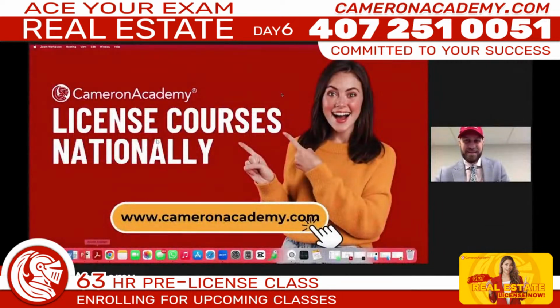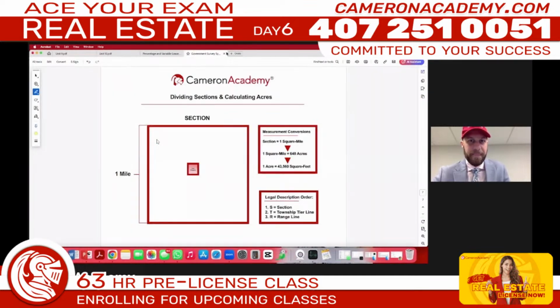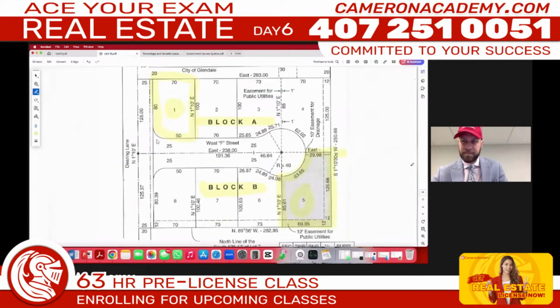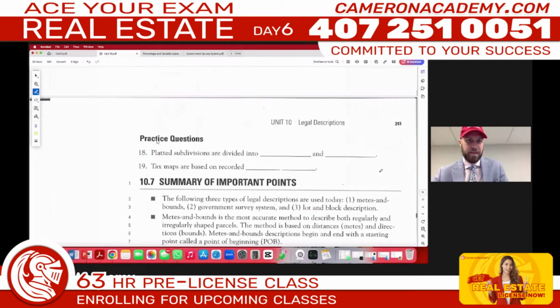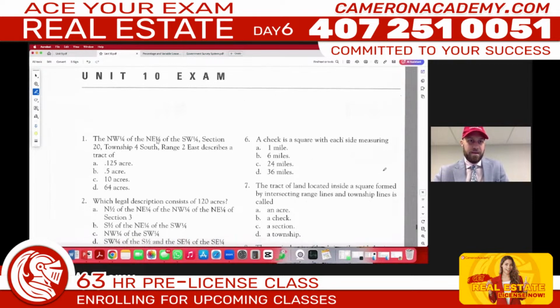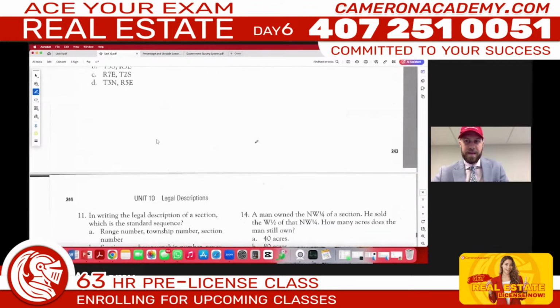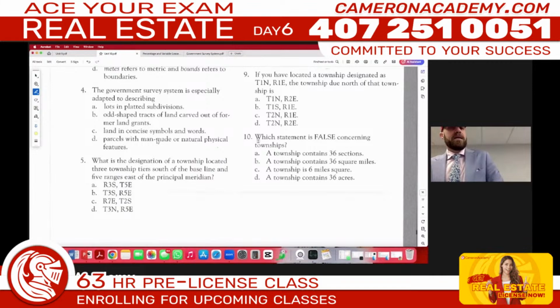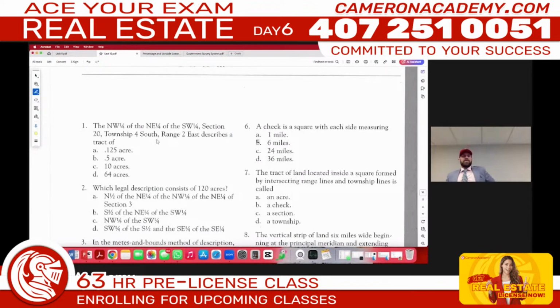Unit 10. Okay, here we go. Page 243. Question 1. The northwest quarter, the northeast quarter, the southwest quarter describes a tract of how many acres? C.